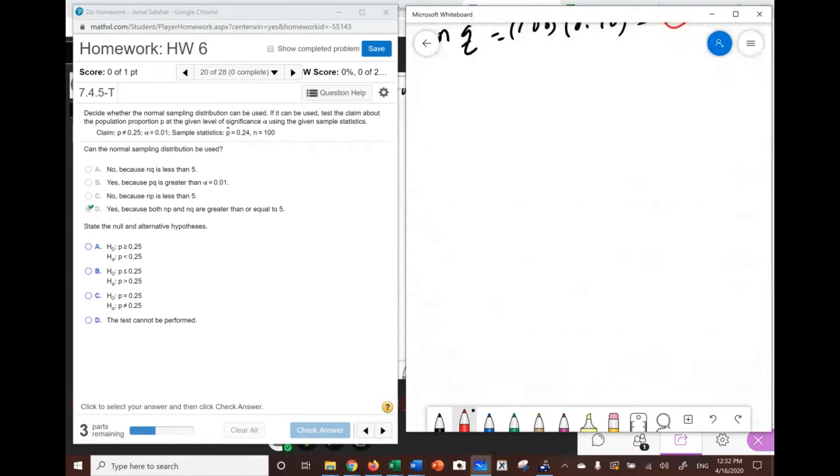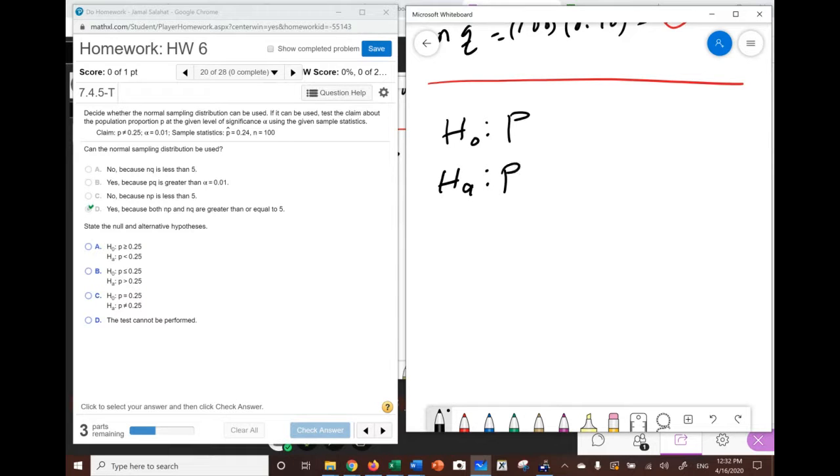The second part of the problem says, since you are able to work with this problem, tell me what H naught is and what HA is. By looking at the problem, this is a proportion problem. They told us that this is a claim about a population proportion. And in the claim, they said not equal. So if we go down here, the claim said not equal.